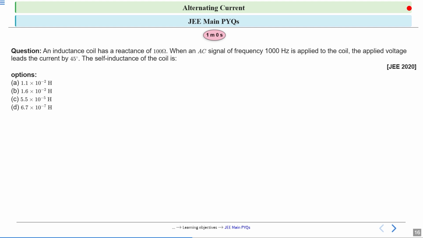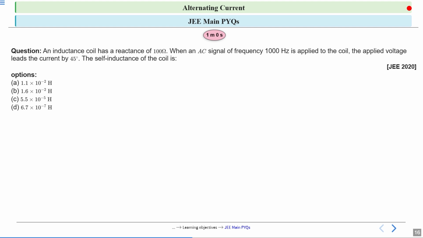Okay, we have to find the self-inductance of the coil. XL is given, nu is given, so you can find L. So there is no use of the phase difference here. It is only given to produce confusion in the mind.